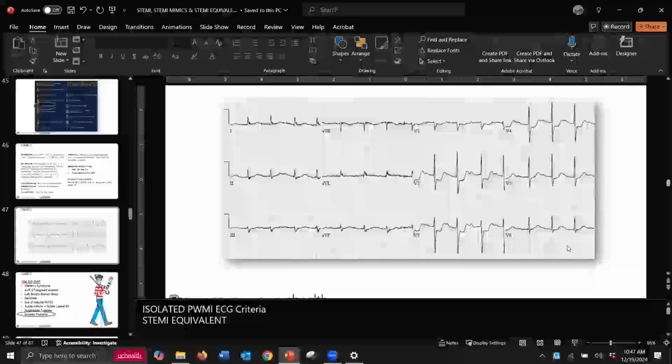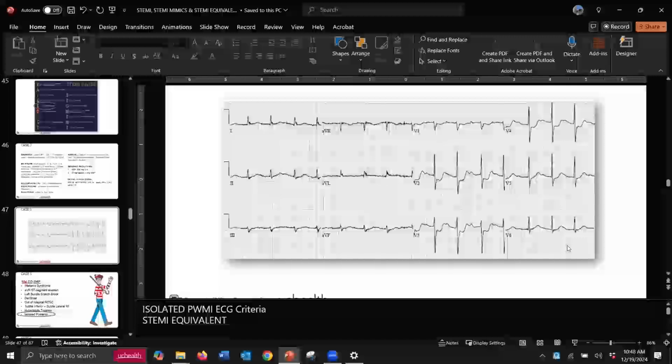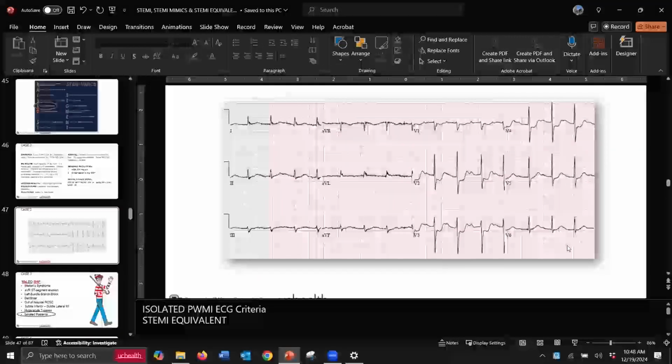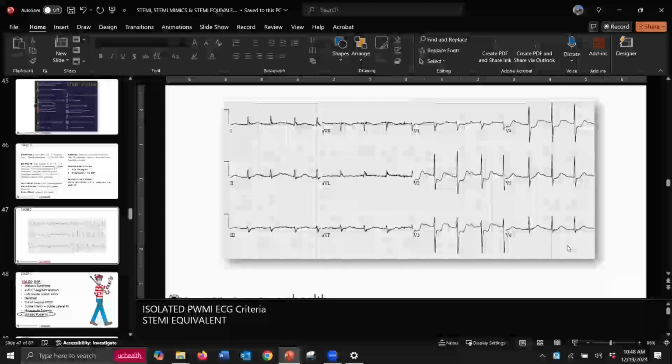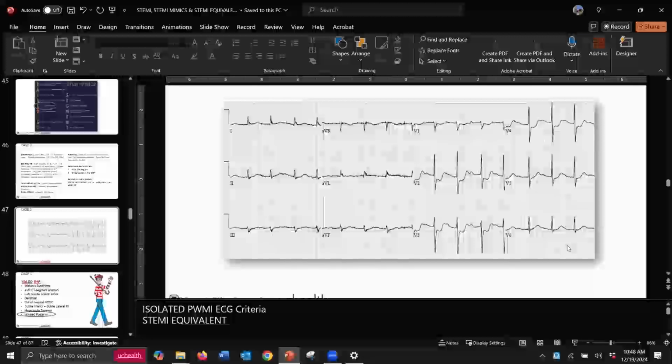Does it meet criteria for STEMI? Is it a STEMI equivalent, or a STEMI imposter? STEMI equivalent. Is a STEMI equivalent. Okay, either come off your mute or type into the chat what you think this STEMI equivalent is. From the room, what is this EKG? That's posterior. Isolated posterior? I think so.